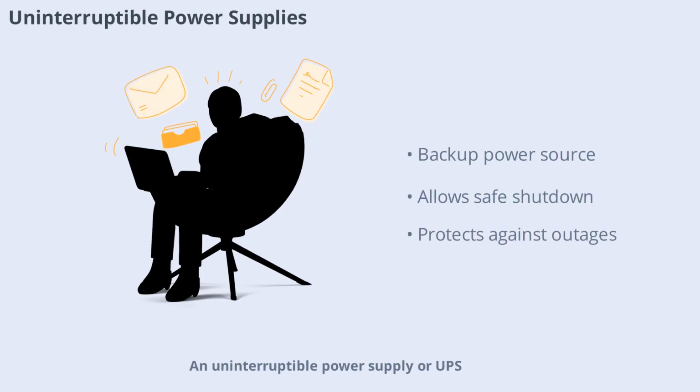An uninterruptible power supply, or UPS, provides backup power if your main electricity fails. It gives you time to save your work and safely shut down your computer. UPS devices are especially important for desktops and servers. They also protect against power fluctuations. Next, let's discuss the importance of regular hardware maintenance.